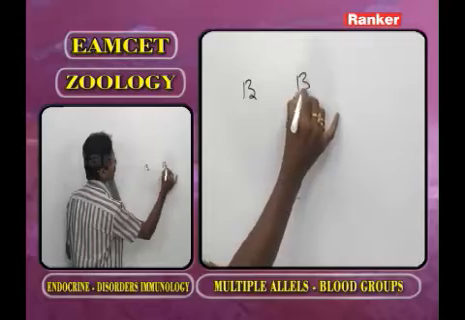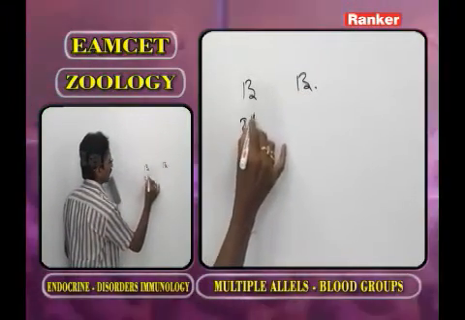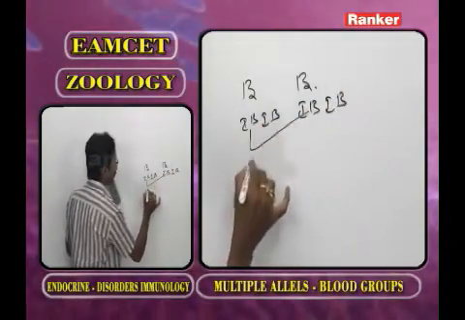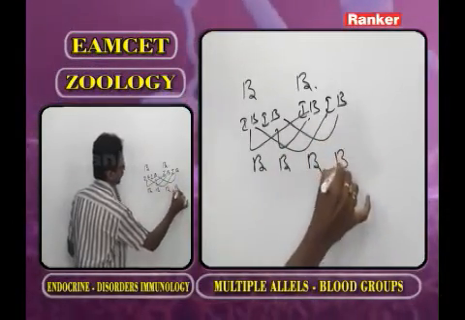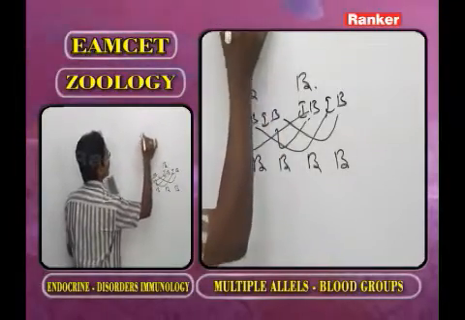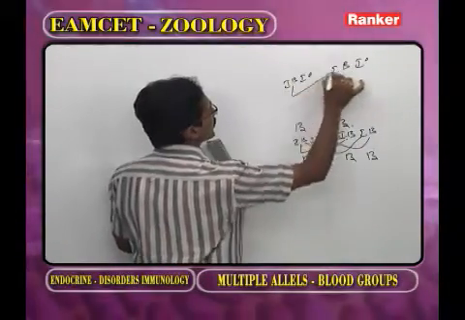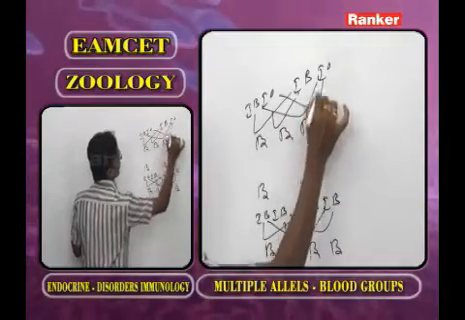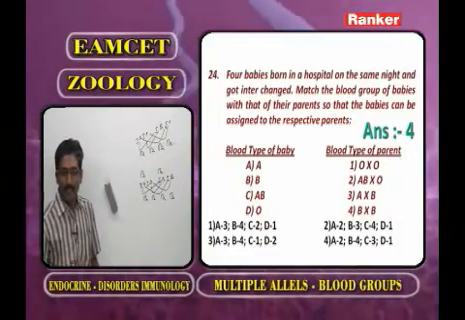Such a baby is handed over to what type of parents? Now, this is B. Father blood group B, mother blood group B. Now, IB IB, IB IB. Now, we are getting the B blood group. Or, father and mother blood group B, if they are heterozygous, IB IO, IB IO, we have to observe. We are getting B, B, B, B. No doubt, the second baby blood group is B.